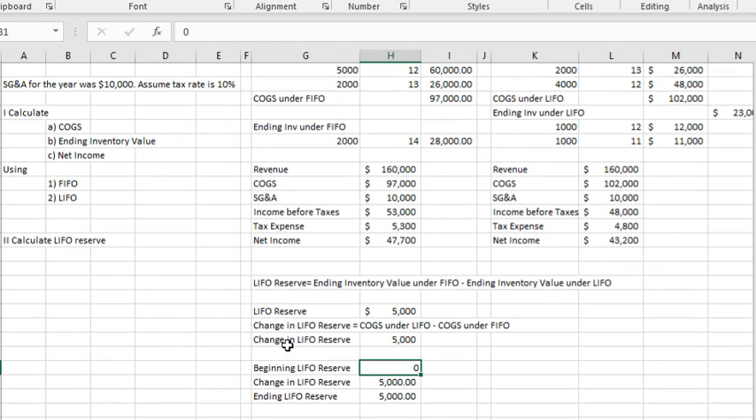In the next video, I'm going to continue showing you what happens in the following year, where we are going to keep adding new items to the inventory, and we are going to look at the changes in LIFO reserve and calculate the ending LIFO reserve.